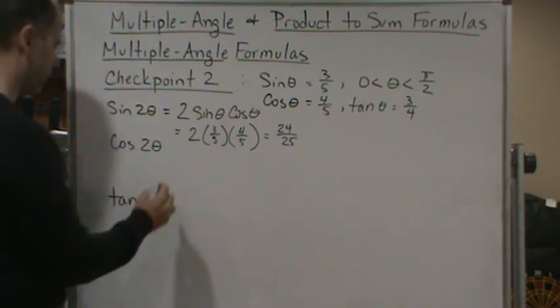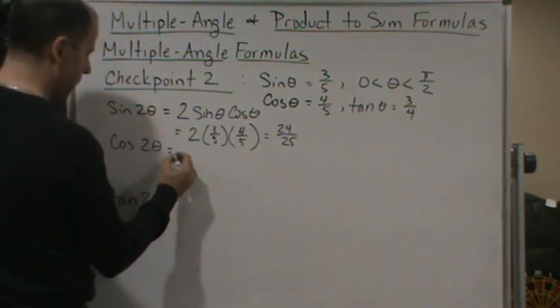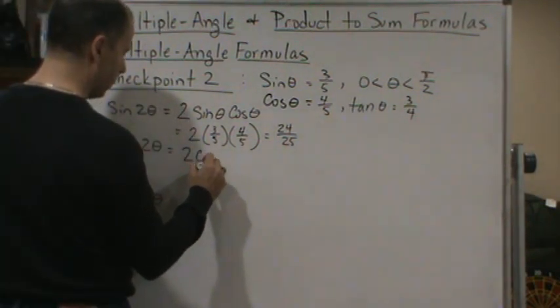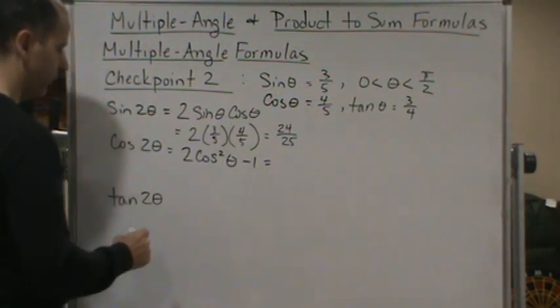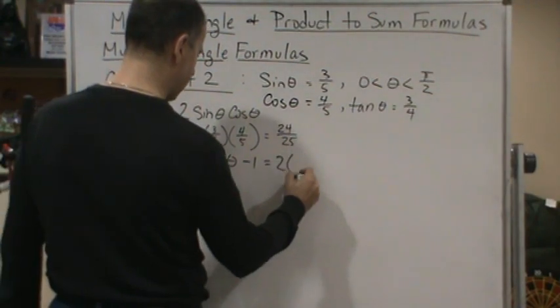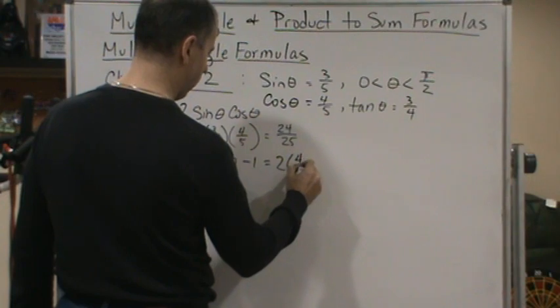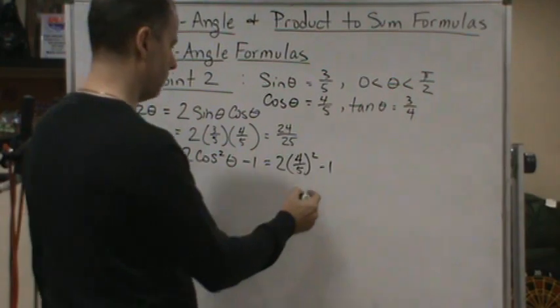Okay, now, what about cosine 2 theta? Well, again, we can use any one of the 3 formulas that we used before. But let's use the same one we did before. So we'll do 2 times cosine squared theta minus 1. So this is going to be 2 times cosine theta squared. Cosine is 4/5, so it's going to be 4/5 squared minus 1. Now all we have to do is just simplify this.